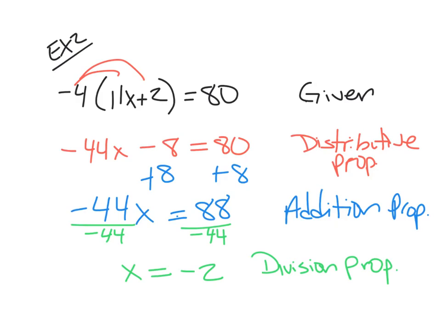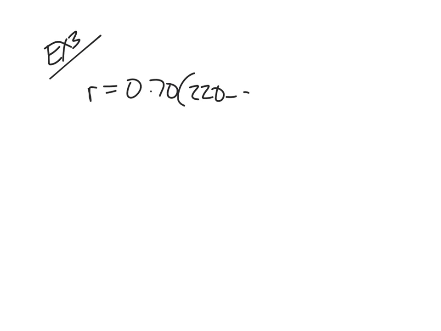Any questions? Okay. Oh, did I need to go back? I might have moved too soon. Good. All right, so now let's look at one with a word problem. So we're talking about heart rate. This is example 3 in your books. When you exercise, your target heart rate should be between 50 to 70% of your maximum heart rate. Your target heart rate, R, at 70% can be determined by the formula R equals 0.70 times the quantity 220 minus A, where A represents your age in years.